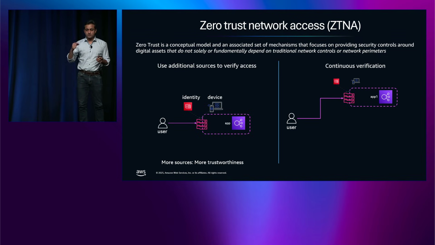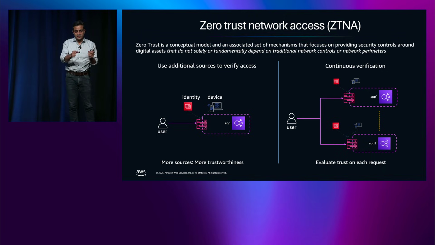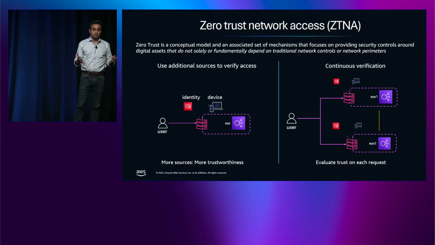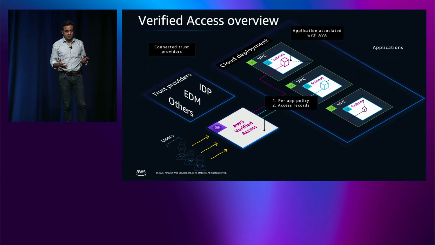The second thing is continuous verification. So let's take an example. If a user wants to access application 1, the Zero Trust principle says to check device posture, check identity, run your policy, and then give access to application 1. Moments later, if the same user wants to access application 2, then pull in the same trust signals, identity and posture, because something might have changed in that brief moment. Application 2 might have a different set of policies, so run those policies and then give the user access to application 2. So these are the two pillars of our zero trust principles. And we built AWS Verified Access based on these two principles.